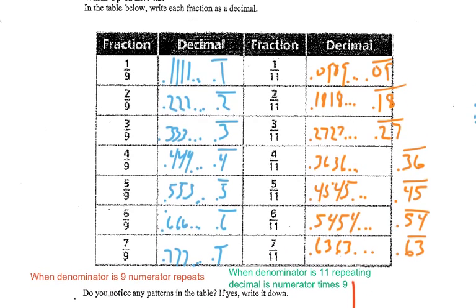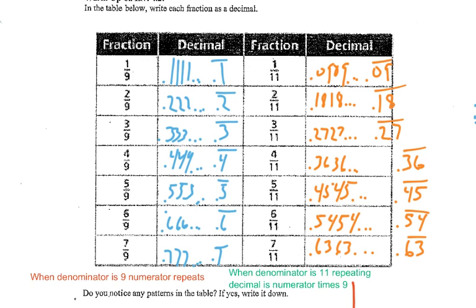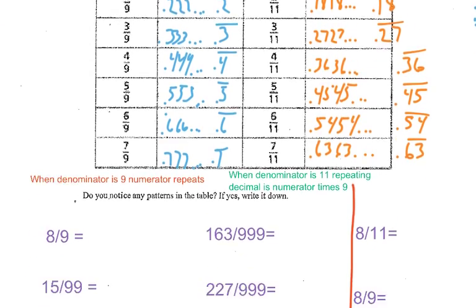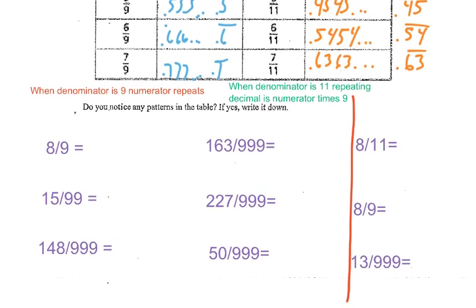So one of the things that we can conclude here, and go ahead and write this down underneath, the pattern: when the denominator is 11, the repeating decimal is the numerator times 9. So a multiple of 9 will be the repeating value. Okay? So a couple neat little patterns here. When you have 9 on the bottom, the numerator just repeats. When you have 11 on the bottom, just multiply the numerator by 9 to get your repeating decimal. Okay? So take a look down here at these problems. Now these aren't on your page, so go ahead and write these down as I do them.